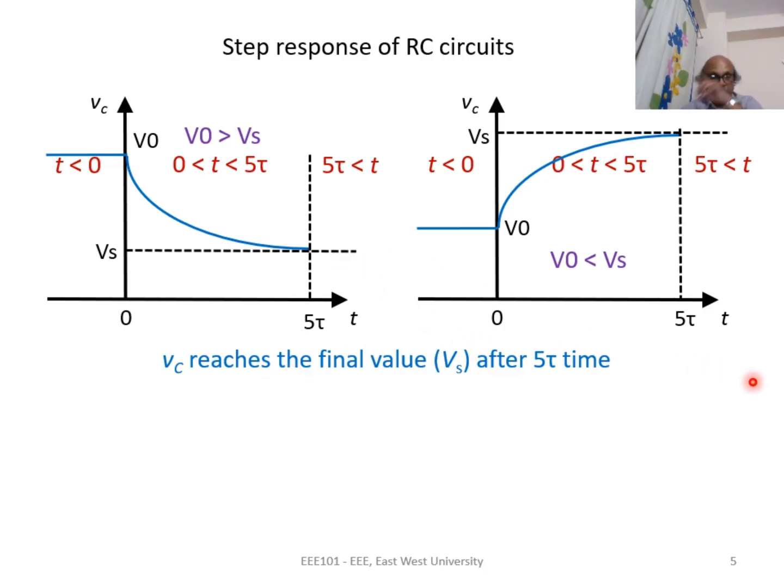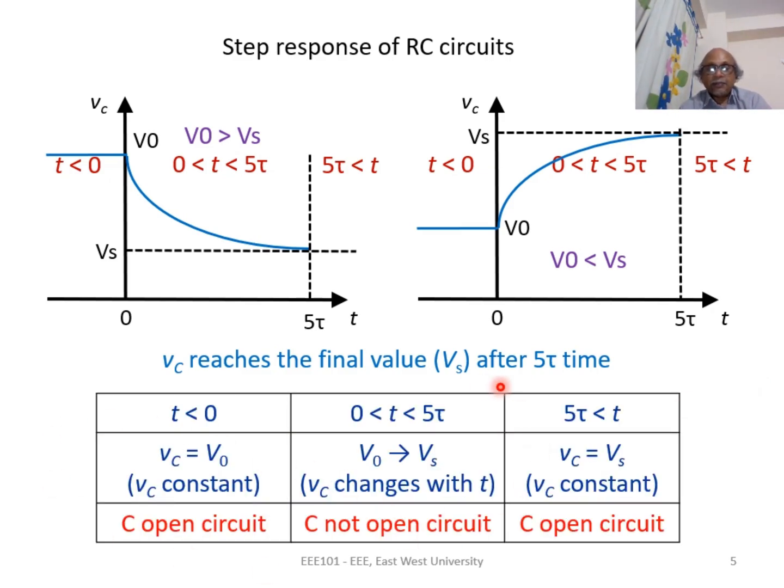Now, if I want to find the capacitor behavior in each time zone, we can form this table. For t less than 0, the capacitor voltage is constant at V0. If the capacitor voltage is constant, then DC condition prevails and the capacitor can be treated as an open circuit. For t greater than 5 tau, also the situation is similar. The capacitor voltage is equal to Vs, which is the final value. Again, Vc is constant, so the capacitor can be treated as an open circuit.